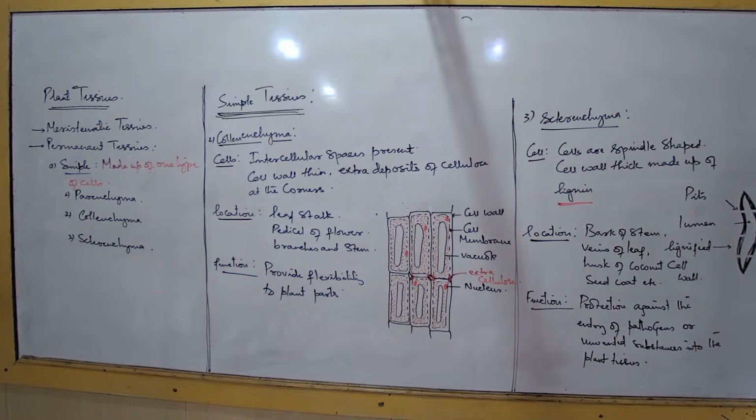Chlorenchyma is a modification of parenchyma. It is also a simple permanent tissue, but it is a modified form, modified parenchyma, containing a large number of chloroplasts.